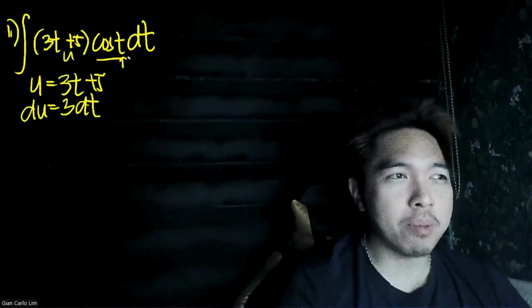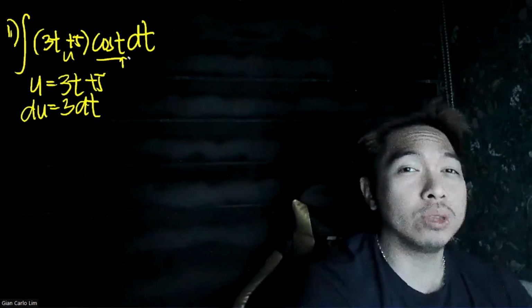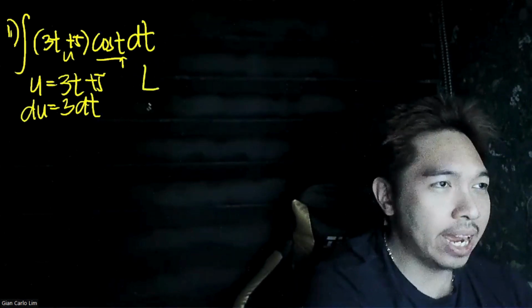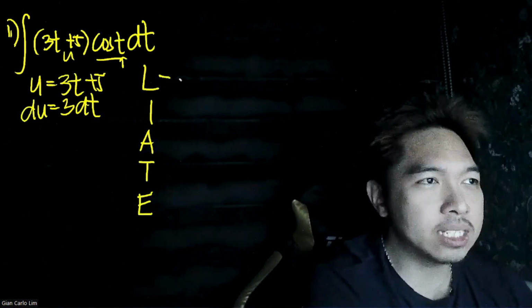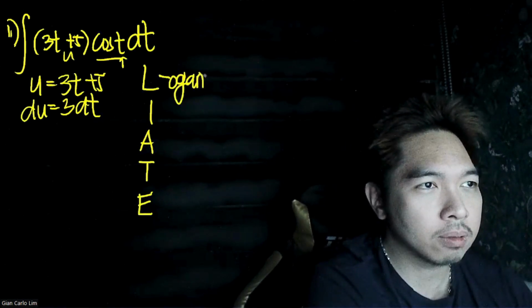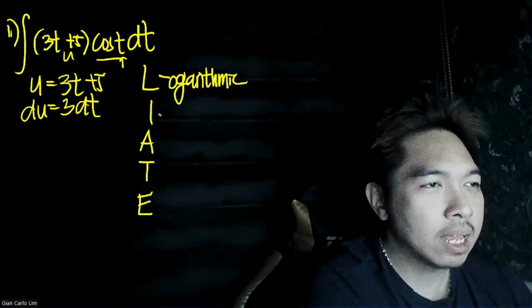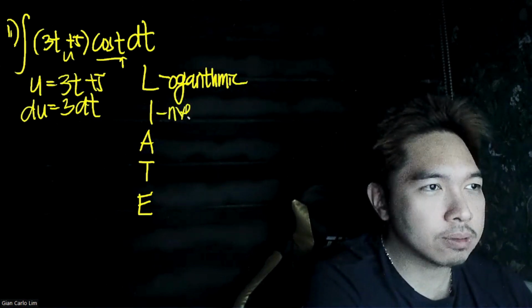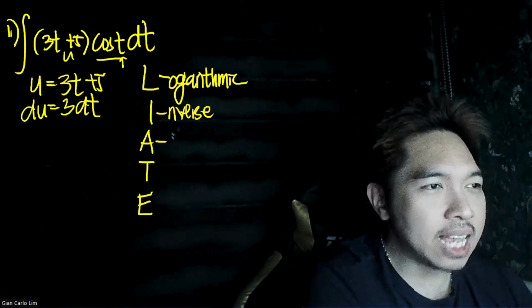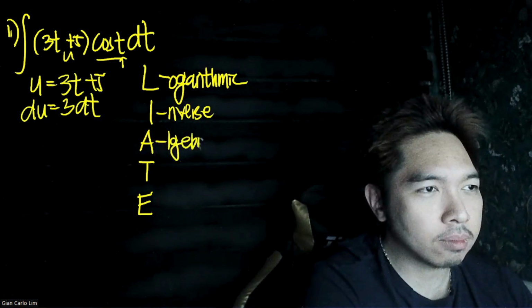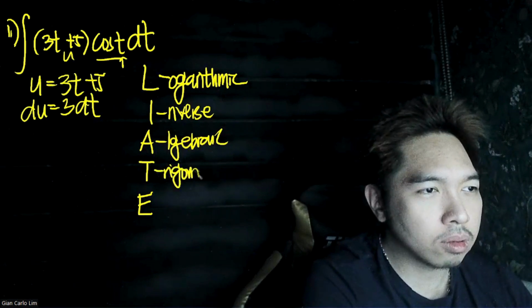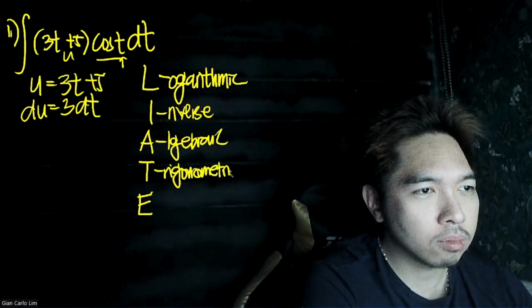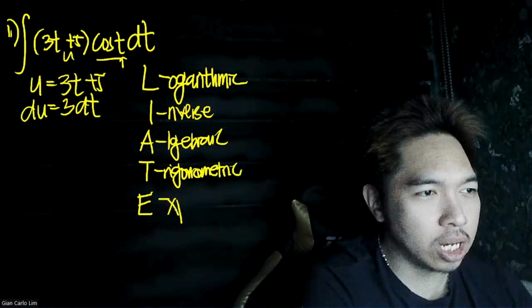So for integration by parts, we need to remember the mnemonic LIATE. So L, I, A, T, and then E. Wherein L is logarithmic, I is inverse, A is algebraic, T is trigonometric, and then E is exponential.